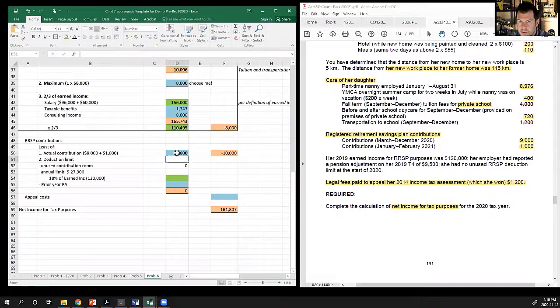I hope everyone agrees. It's 9,000 plus 1,000. Now we're going to figure out, well, what's her actual deduction limit for the year? If it's less than that, she's limited to that. If it's more than that, she's fine with the 10 grand.